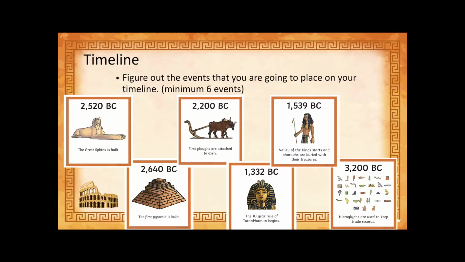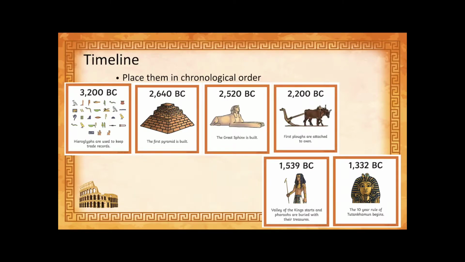I have to put them in order. All of mine are BC, which means my largest number is going to go first because that's the furthest in the past, if that makes sense. So here I've put them into an order. That'll be helpful for yourself to remember.